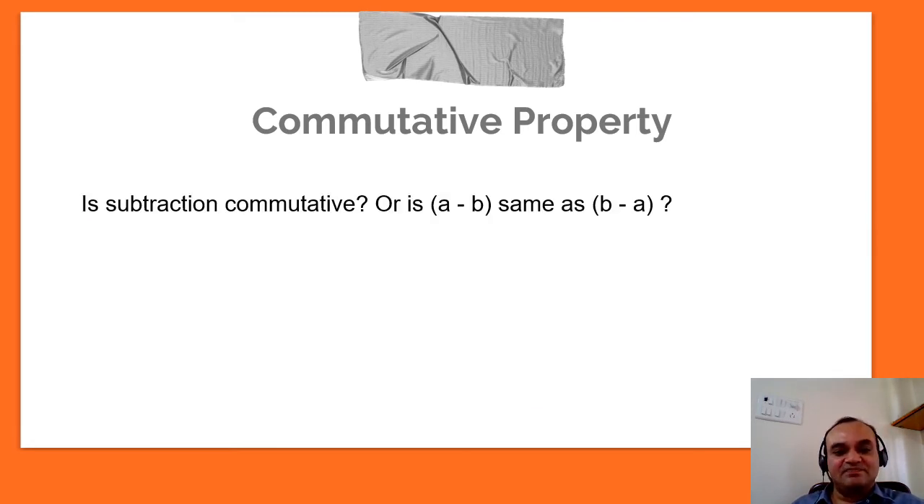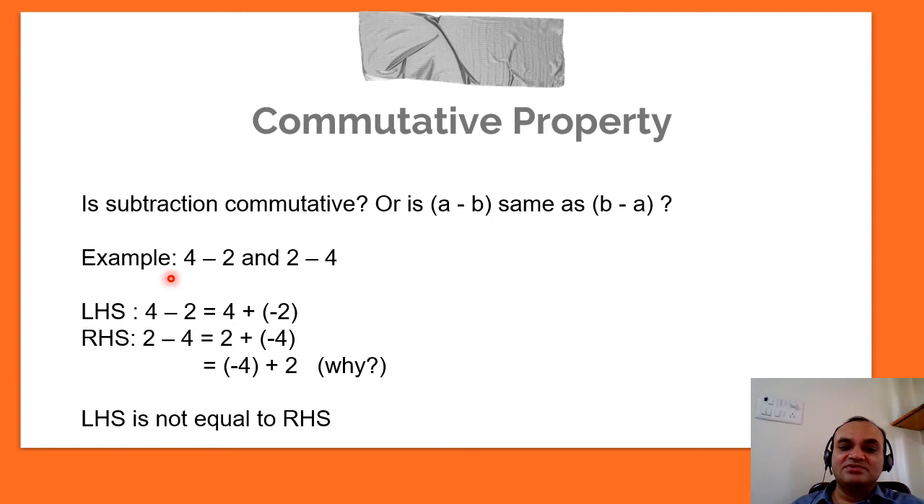What about subtraction? Is subtraction commutative? Or the question we want to ask is, is A minus B the same as B minus A? So let's take an example. We want to do 4 minus 2, and by swapping the order it will be 2 minus 4. So 4 minus 2 is the same as 4 plus minus 2, and the right side is 2 minus 4, which is 2 plus minus 4, and which is the same as minus 4 plus 2. Why? Because we know that addition is commutative.